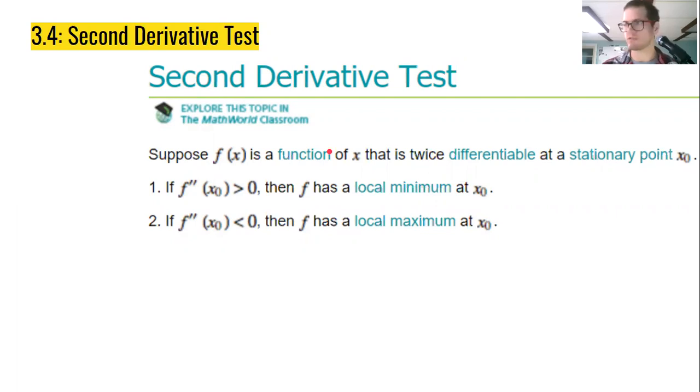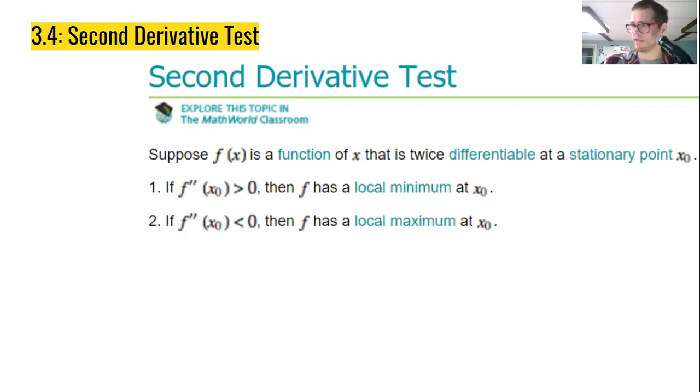Wolfram Alpha gave me a nice little definition. So if f of x is a function that's twice differentiable, meaning that you can take the derivative of the function and its derivative, at a stationary point. Stationary point just means f prime is 0. If the concavity is positive, that critical point is a minimum. If the second derivative is negative, then a critical point's a maximum. That's what the second derivative test is.